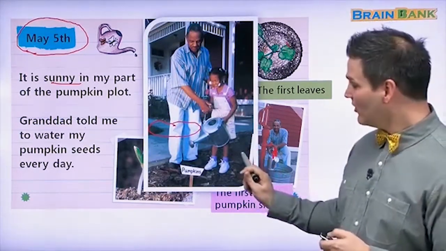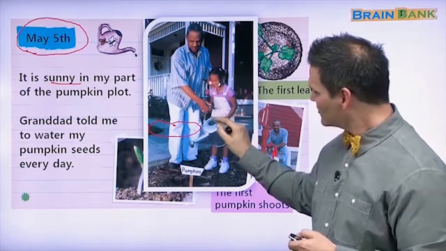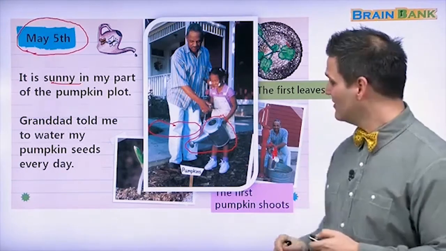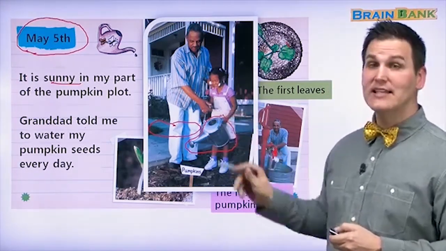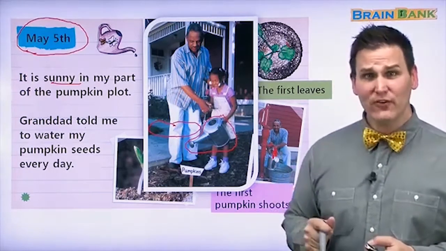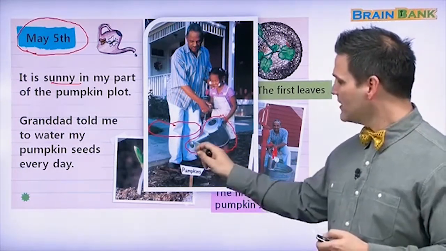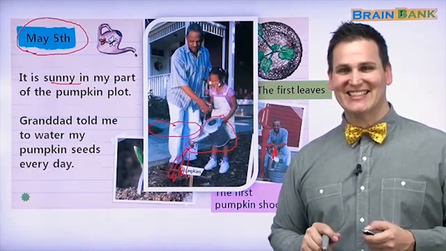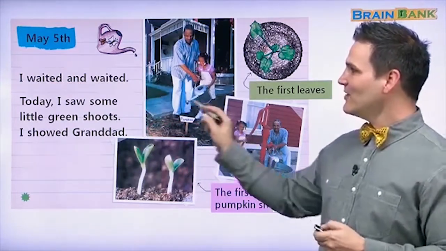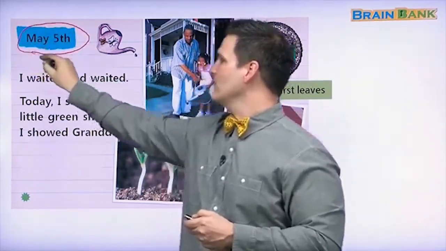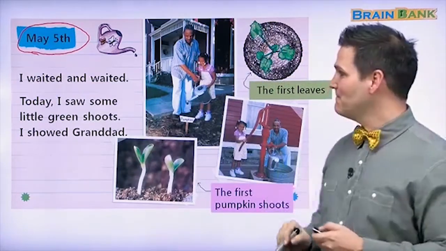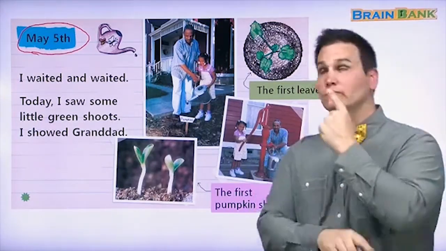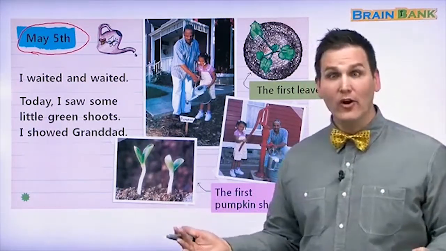To get a closer look, we can see how big this watering can is. It's almost as big as she is. That's why Granddad is helping her hold it. It's too big for her. And the water comes out and lands on the seeds. Okay, we are still May 5th, the same day. I waited and waited. Why aren't my pumpkins growing?